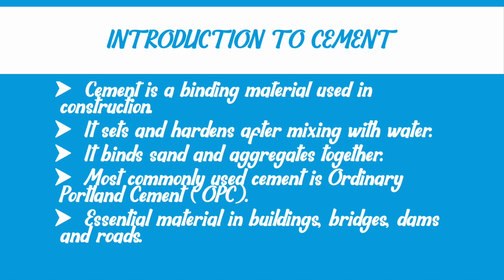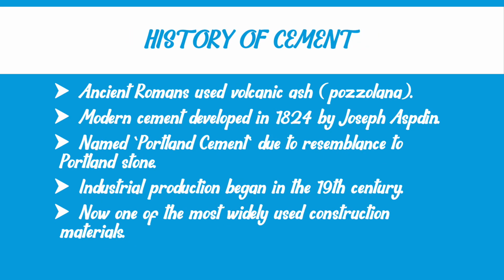So today we are going to see about the manufacture of cement. First, introduction to cement. Cement is a binding material which is used in construction. It sets and hardens after mixing with water. It binds sand and aggregates together. The most commonly used cement is OPC, that is ordinary Portland cement. It is the essential material for buildings, bridges, dams, and roads.